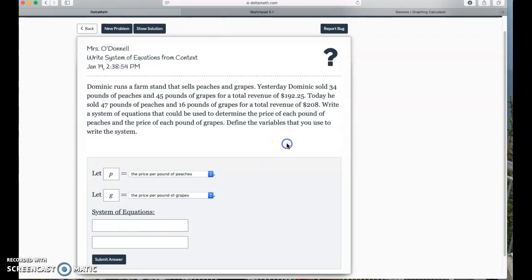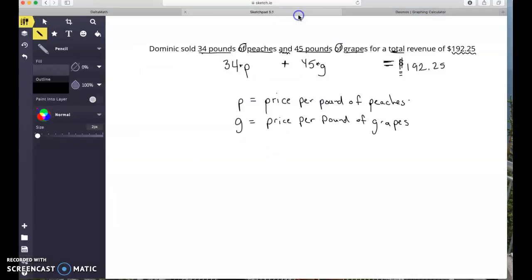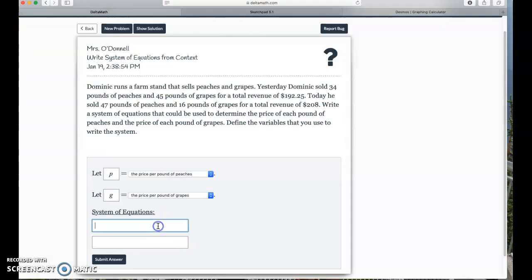Okay, so let's see if we can come up with a second equation now. We came up with our first equation: 34p plus 45g equals 192.25. That's our first equation. Now we need a second equation.